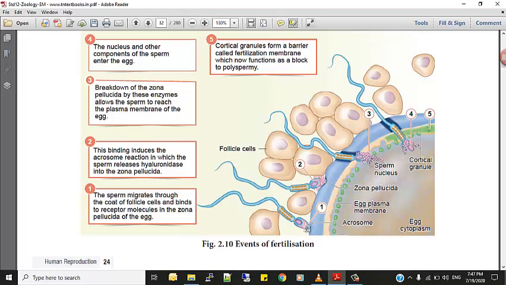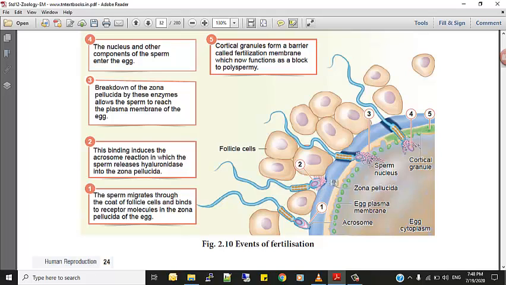So what happens? You know that acrosome you see here, and you know the enzymatic action of the acrosome, which will break the wall of zona pellucida. The sperm migrates through the coat of the follicle cells and binds to the receptor molecules in the zona pellucida of the egg. And what is the second stage?